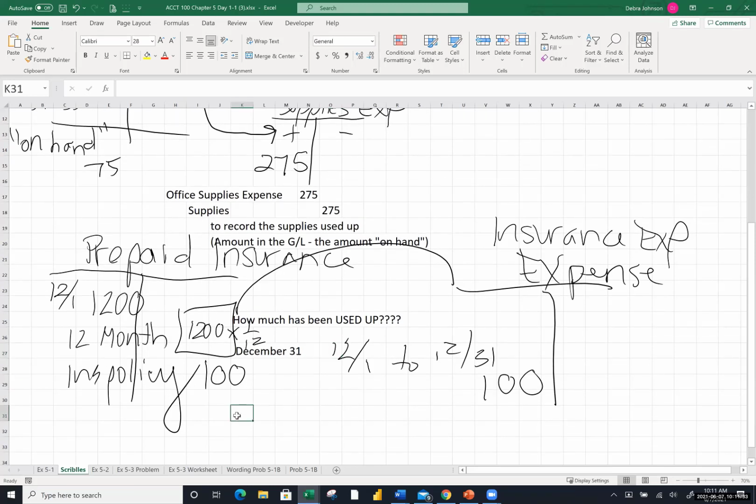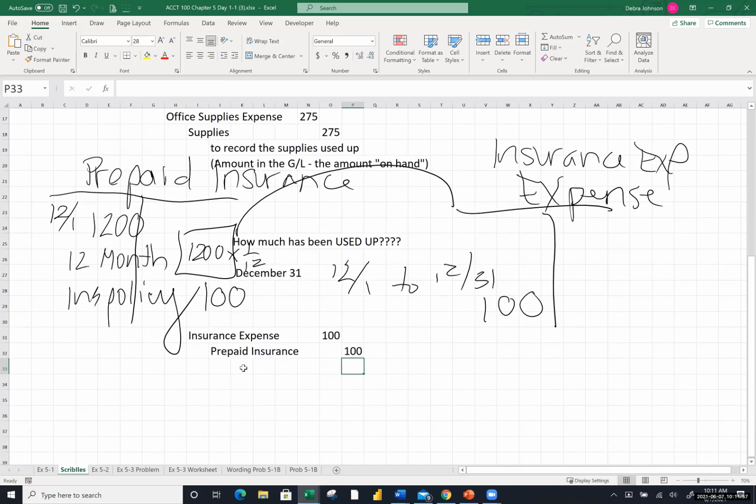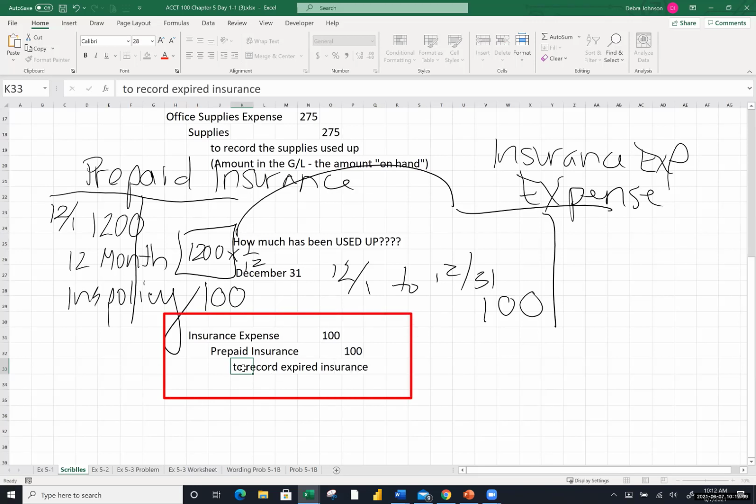So that journal entry, just like we did up here on all of these adjustments, is going to be a debit to an expense, insurance expense, and a credit to an asset, prepaid insurance. For how much? $100 no longer has value to it. $100, or 1/12 of that amount, needs to be transferred out. So this would be to record expired insurance. And the way I got that: 1,200 in the prepaid times 1/12 used up.